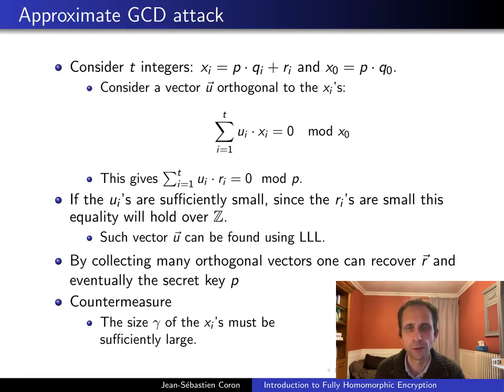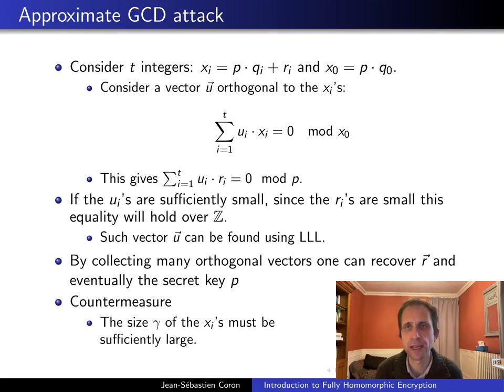So we are looking for a vector u with ui's such that the sum of the ui xi is equal to 0 modulo x0. And so when we reduce modulo p, we obtain that the sum is equal to 0 modulo p. And now the observation is that if the coefficients ui are small, since the ri's are also small, then this sum will be smaller than p. And so this means that the equality will be over the integers. So the sum will be equal to 0 exactly, not only modulo p. So this means that we have obtained a vector u orthogonal to the ri's.